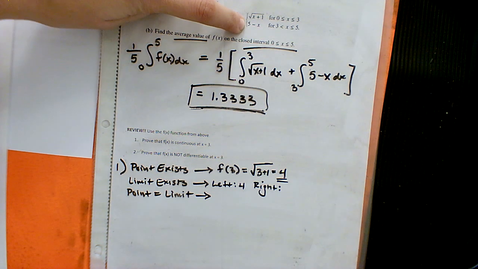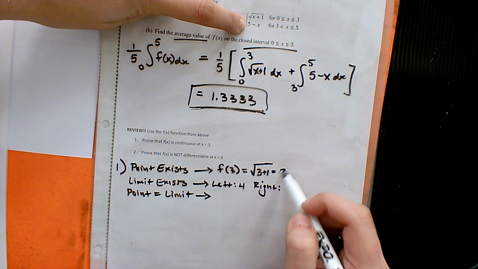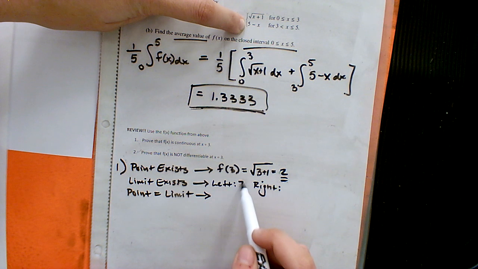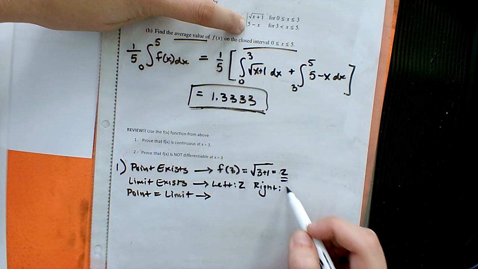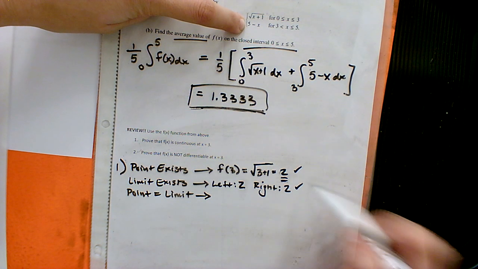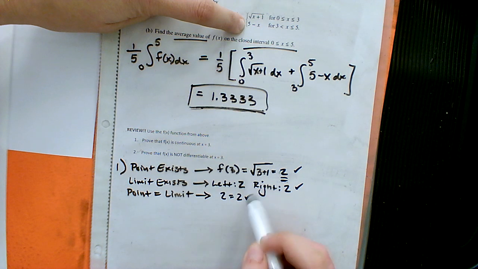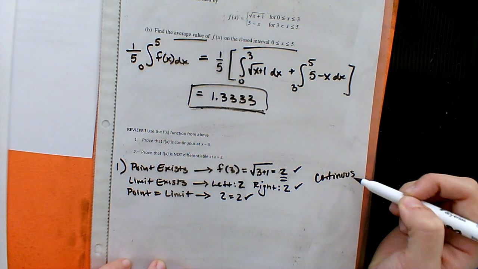If we plug in 3 to the right equation, no wait, this should be 2. My bad. I didn't take the square root of it. Alright, if we plug in 3 into the right equation, we'll also get 2. Does the limit exist? Yes. Do the point and the limits match? Yes, 2 equals 2. Okay? So we are continuous at 3.